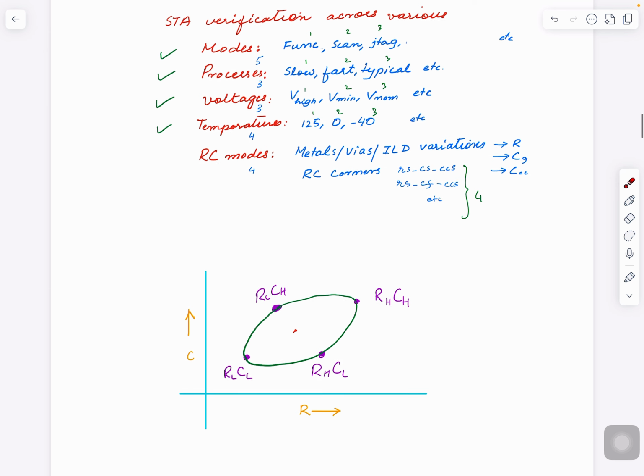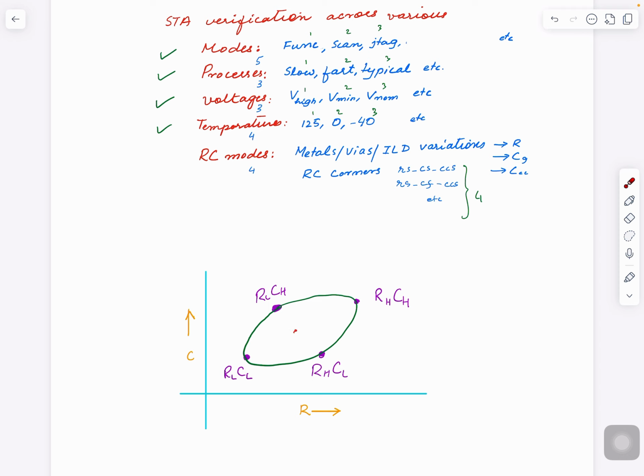I'm not trying to get into details of it, but remember this picture that you see, a statistical model where you have R on the x-axis and C on the y-axis, and you can have low R, low C, high R, high C, and then some of the crosstalk corners.